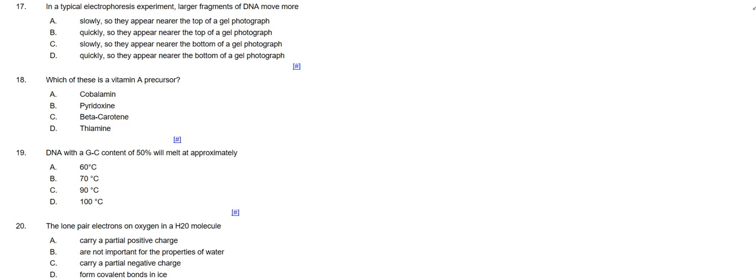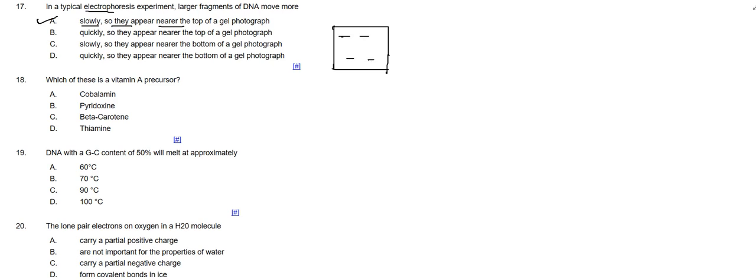Question number 17. In a typical electrophoresis experiment, larger fragments of the DNA move more. If you remember, in gel electrophoresis the larger fragments move slowly, so they appear nearer the top of the gel photograph, and the smaller fragments move downwards. A is the correct option.